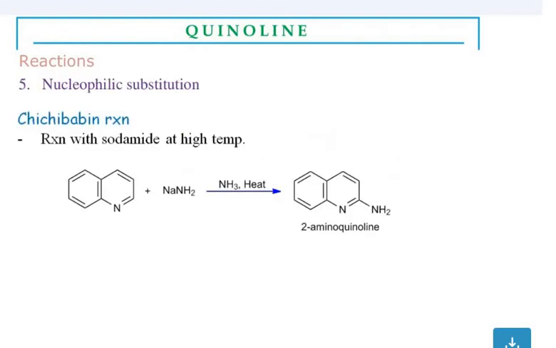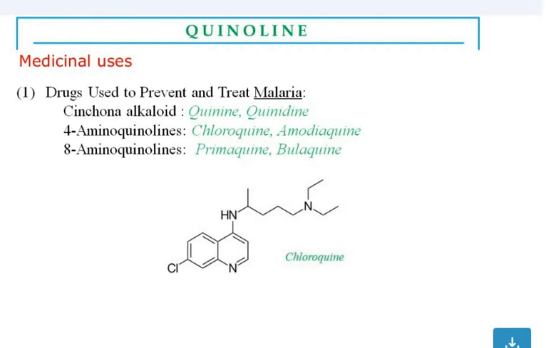Now nucleophilic substitution. The most important example is the Chichibabin reaction. You can look at the Chichibabin reaction. Reaction with sodamide at high temperature gives 2-aminoquinoline, which is known as the Chichibabin reaction.